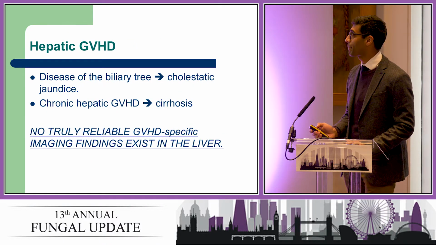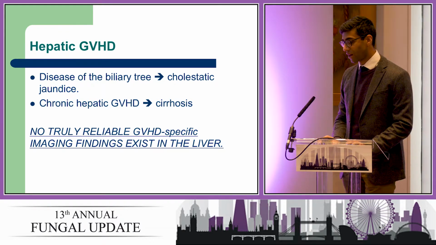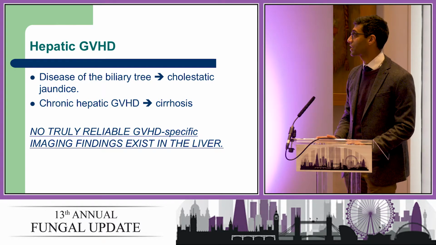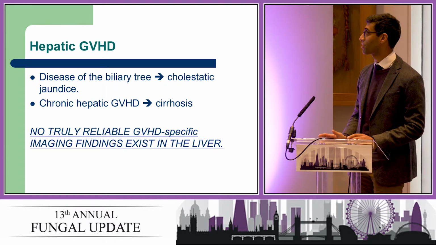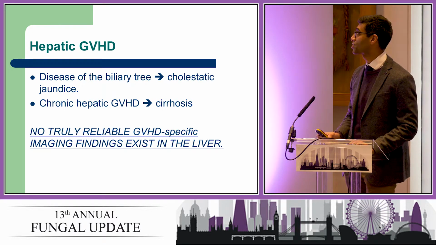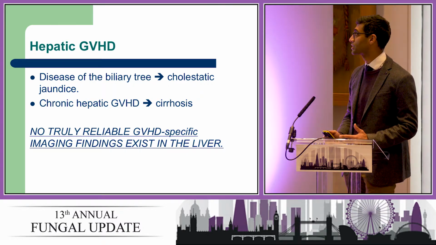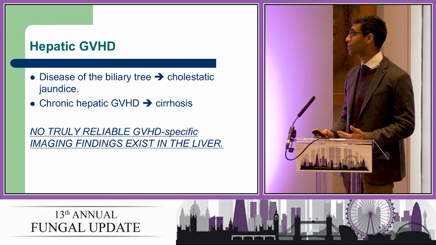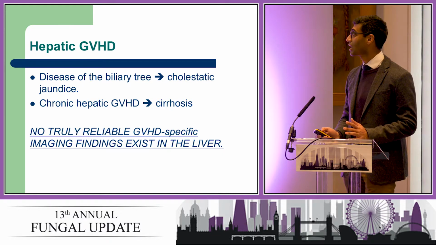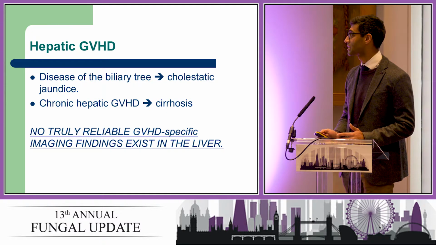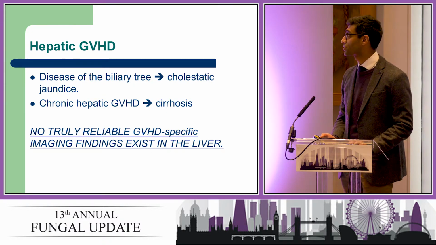Just to touch on hepatic graft versus host disease. Now, one of the complications that I mentioned before as a sequelae of allogenic transplantation is veno-occlusive disease of the liver. That is different to hepatic graft versus host disease. Hepatic graft versus host disease is a disease of the biliary tree and typically just causes some cholestatic jaundice. If it persists and is untreated, it can result in cirrhosis, but there are no truly reliable graft versus host disease specific imaging findings that exist in the liver that can give you the diagnosis on imaging.